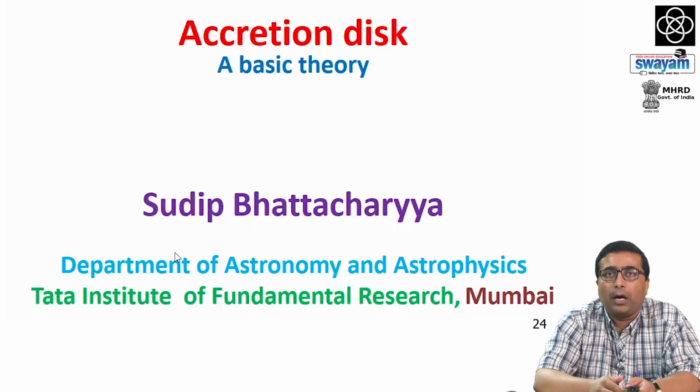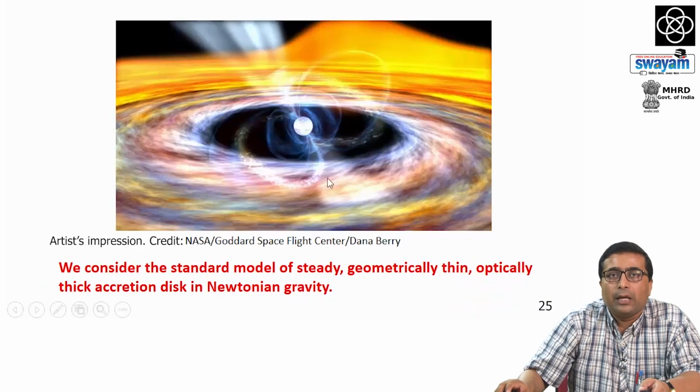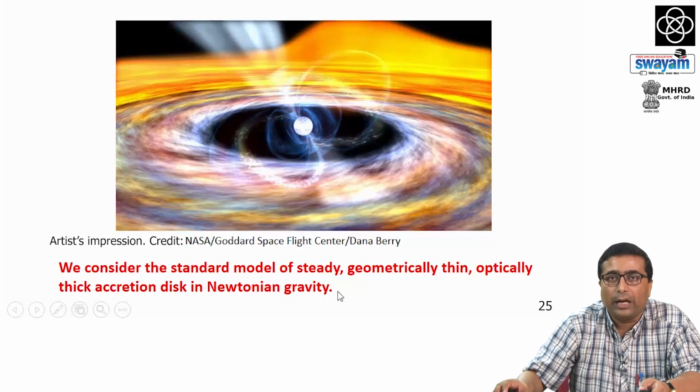In this third part of this lecture, I will briefly describe a basic theory of an accretion disk. This is an image or a cartoon of an accretion disk. Here we consider the standard model of steady, geometrically thin, optically thick accretion disk in Newtonian gravity.